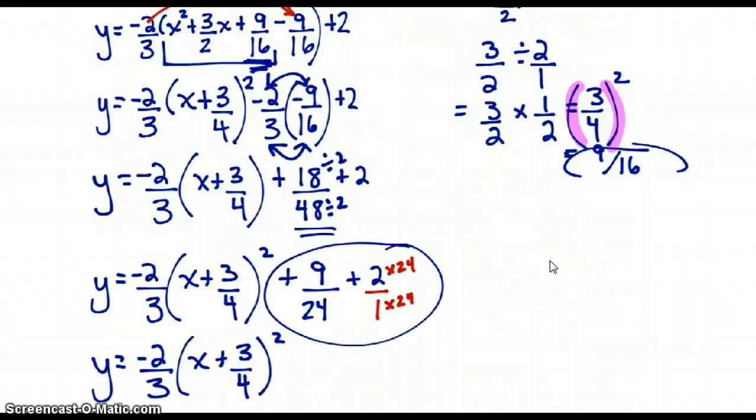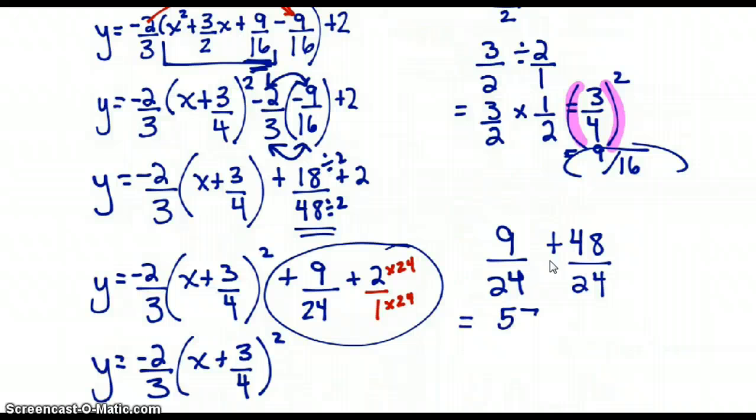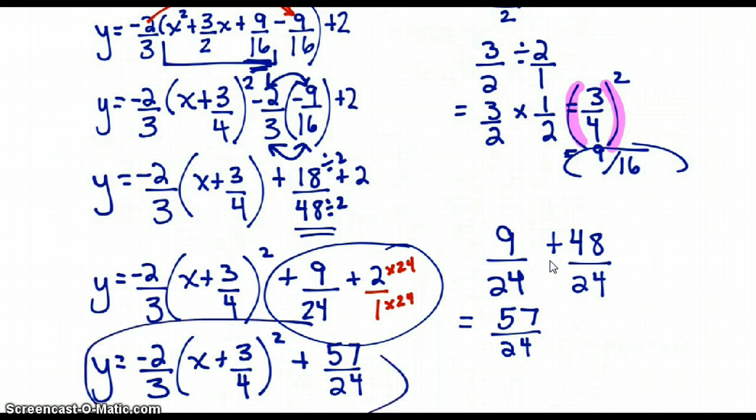I'm going to go ahead and do this work on the side here. So we have 9 over 24 plus 48 over 24. And 9 plus 48 is 57 over 24. So we end up with positive 57 over 24. And this is the final answer, except that you need to state the maximum or the minimum.